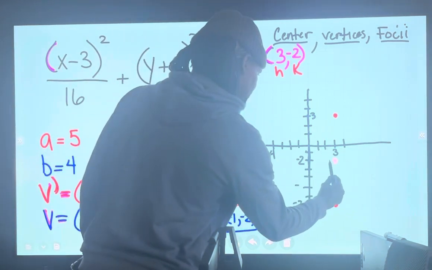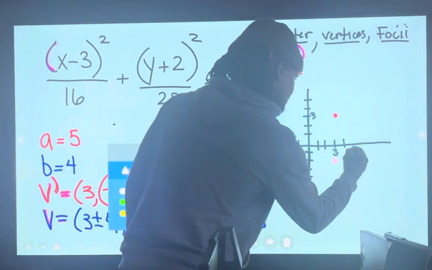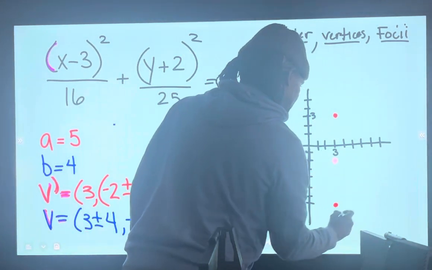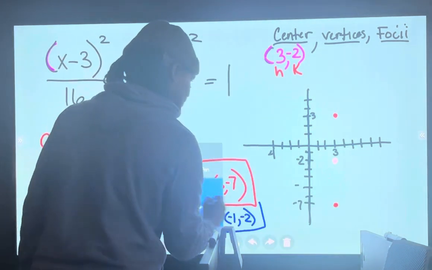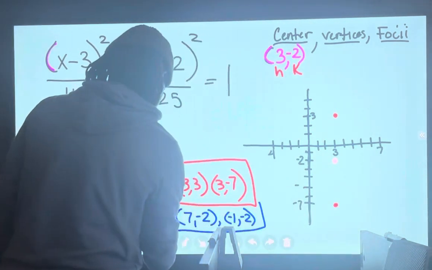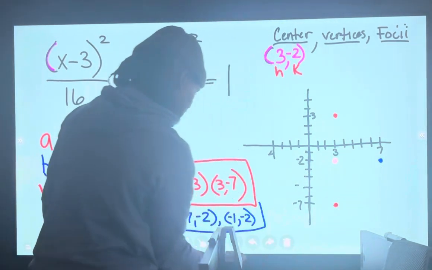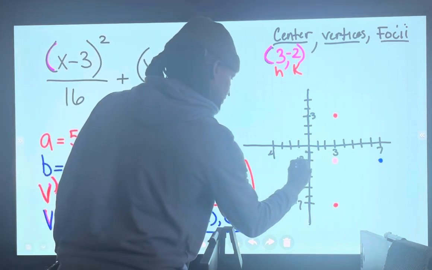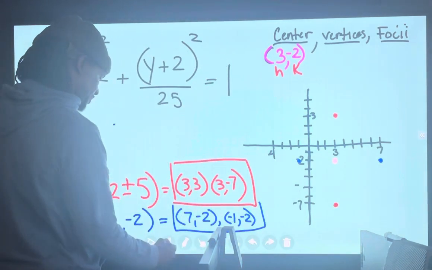So you go to 7: 4, 5, 6, 7. So you go to 7, -2, and then -1, -2. And then connect the dots.